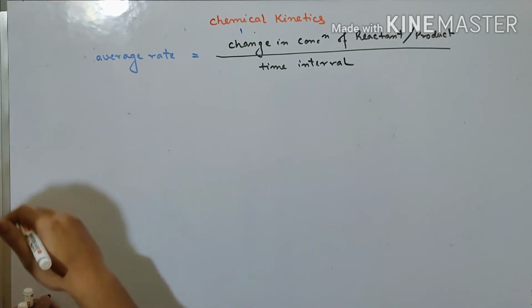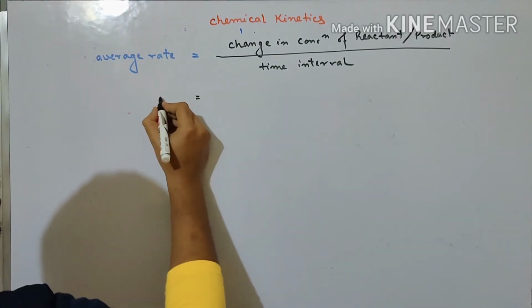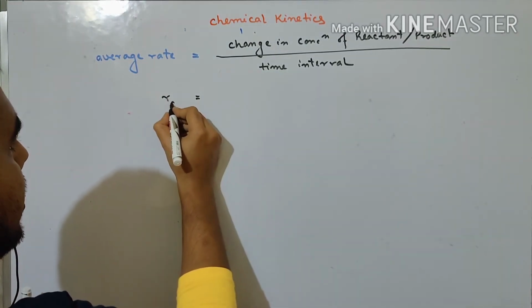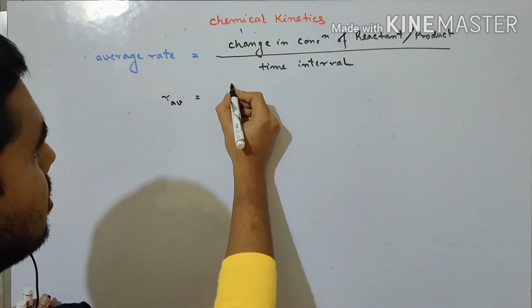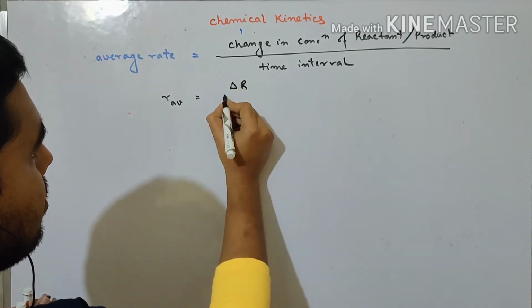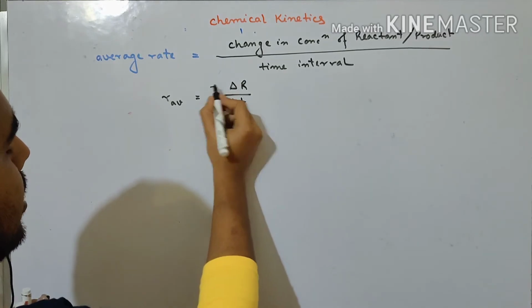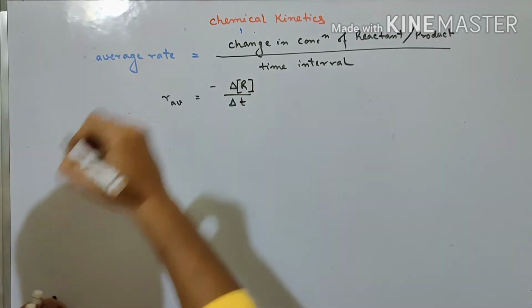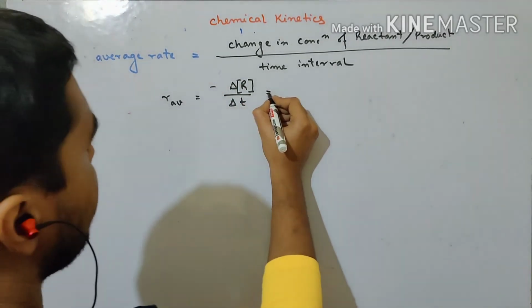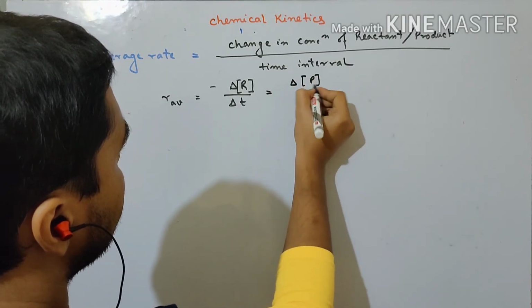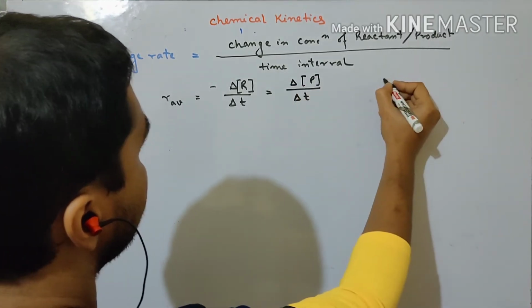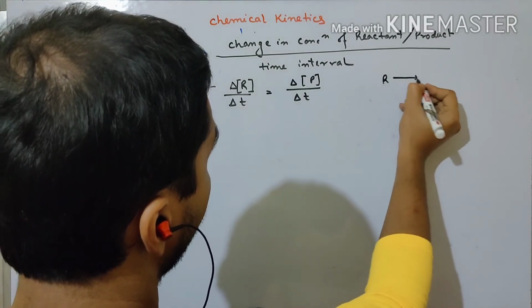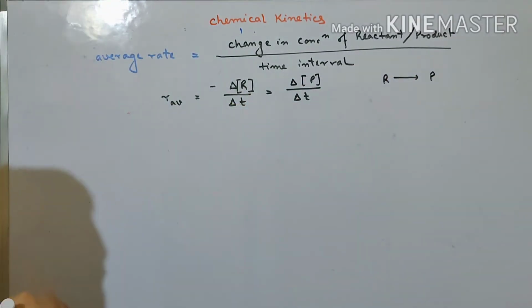So this is how we used to write. Average rate should be written as delta R by delta T, when there is a negative sign and this third bracket. Or we can write delta of P divided by delta T, for this particular reaction giving rise to product.